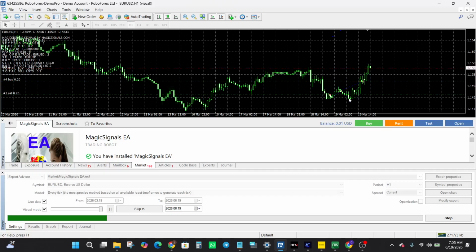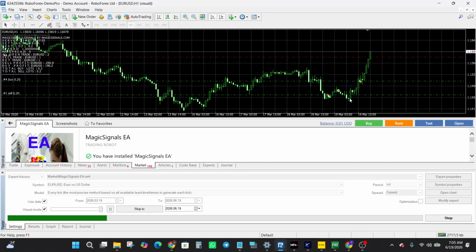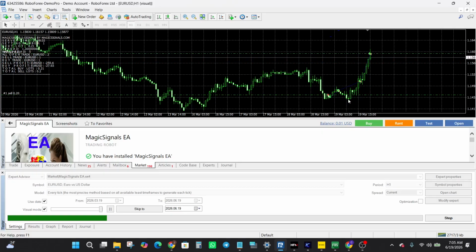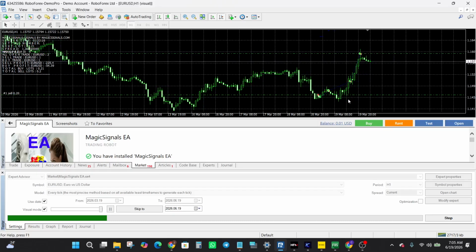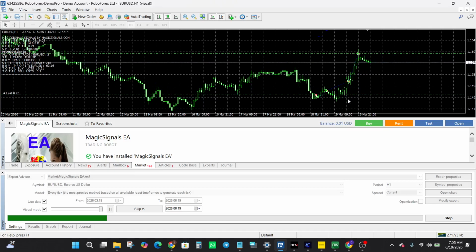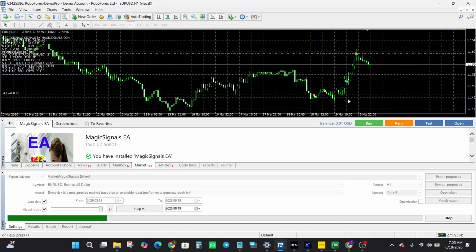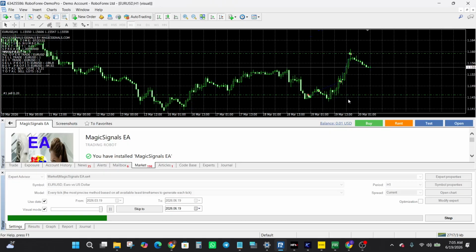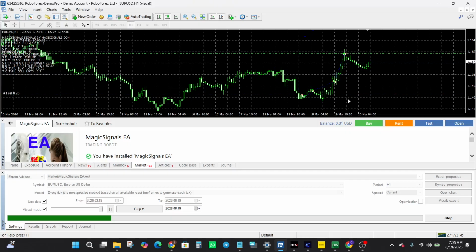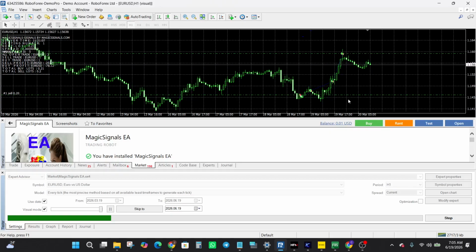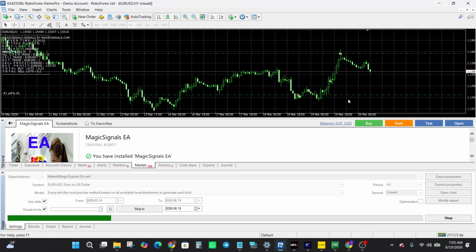Okay. So overall, the MagicSignals EA presents itself as a fully automated MT4 Expert Advisor with a strong focus on automated money management, stop loss protection, and simplified user configuration. As always, before considering any live deployment, I would recommend conducting your own testing and optimization so you can evaluate whether the EA aligns with your trading objectives and risk tolerance.